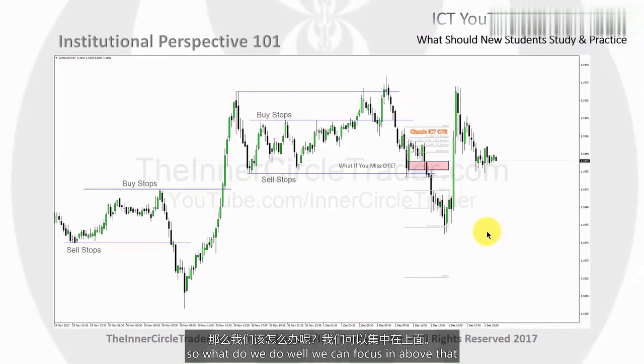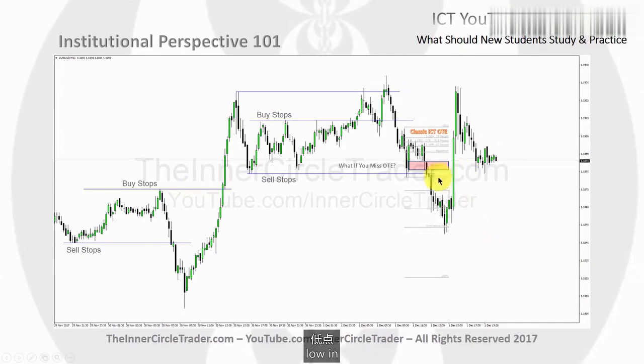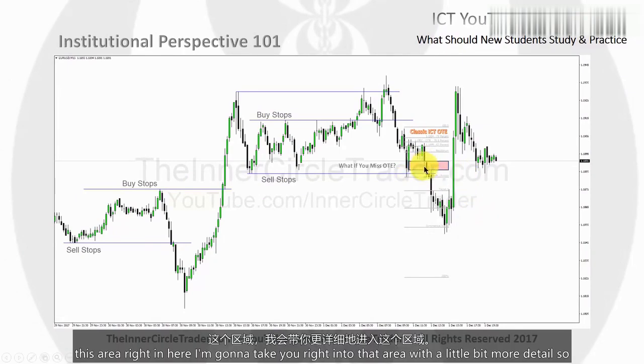Okay, so what do we do? Well, we can focus in above that low in this area right in here. I'm going to take you right into that area with a little bit more detail.